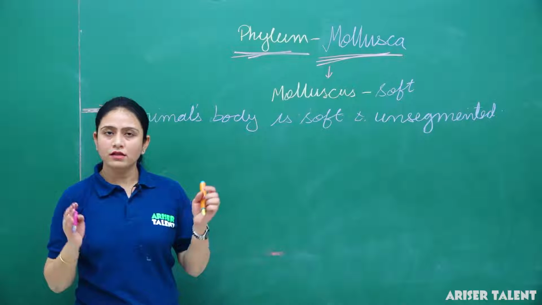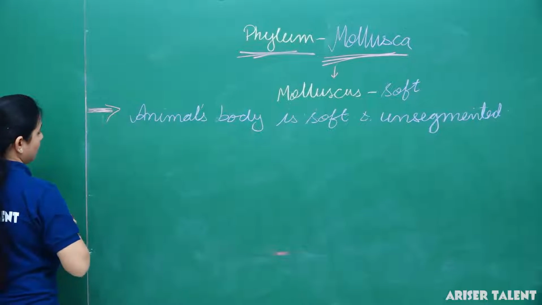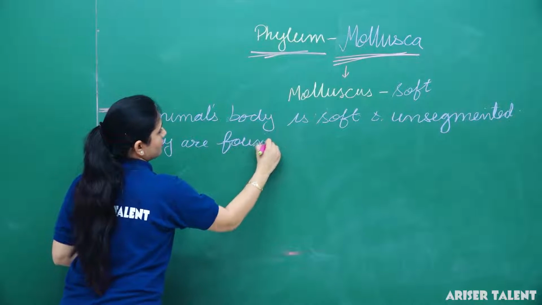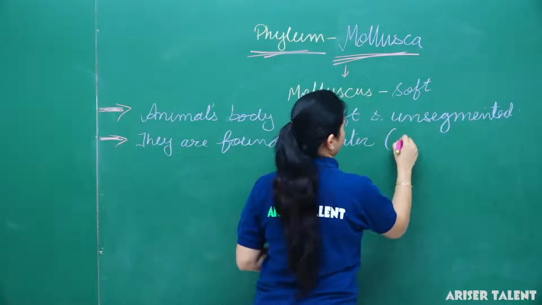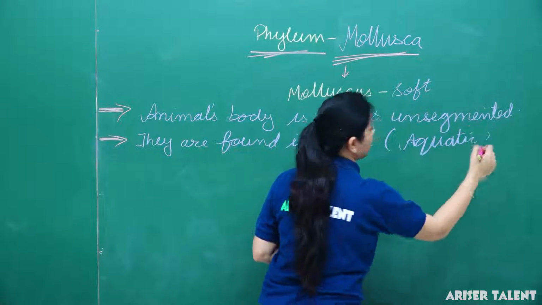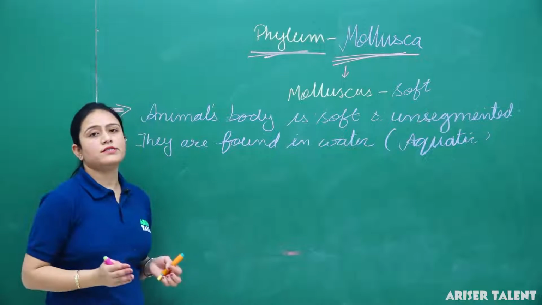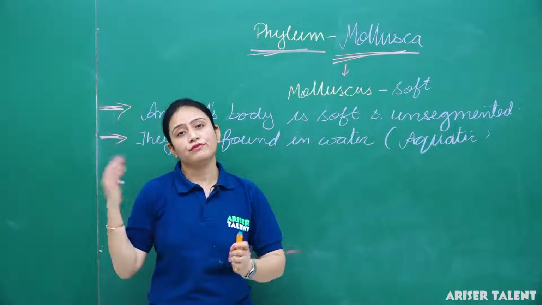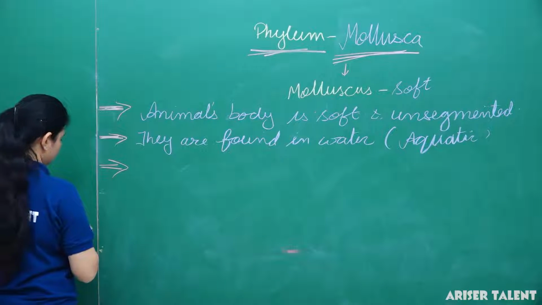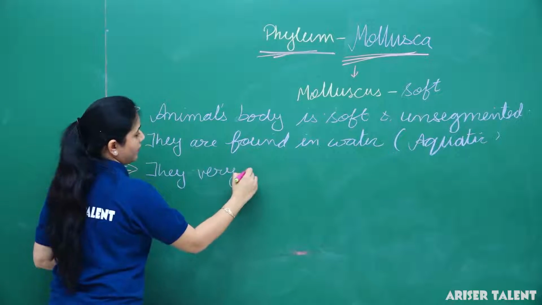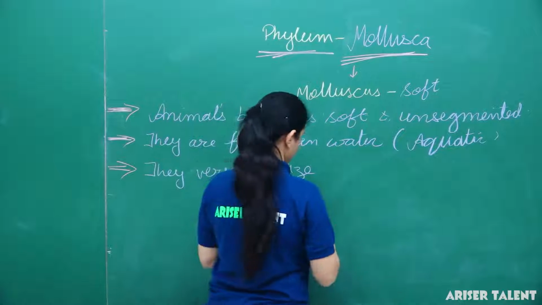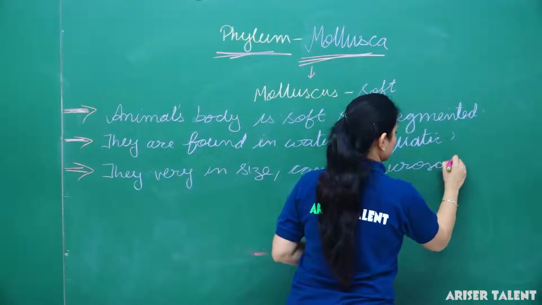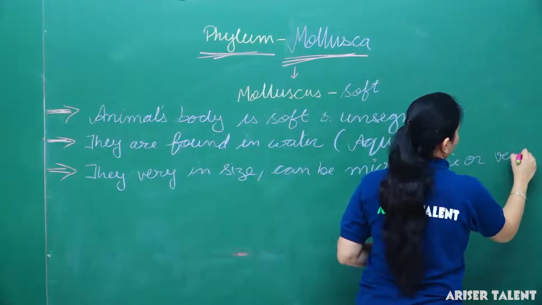Clear? They are generally found in water, they are aquatic. If we talk about their occurrence, they are found in water, meaning they are aquatic, like oysters, octopus, etc. If we talk about their body size, then they vary in size. They may be microscopic or they may be very large in size. Example, octopus, it can be 50 feet.